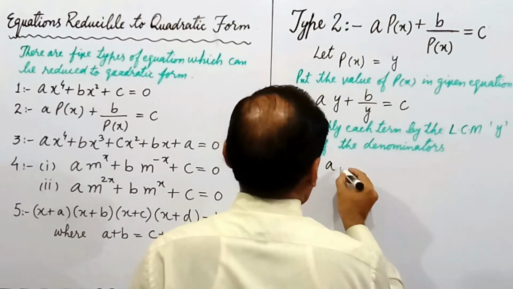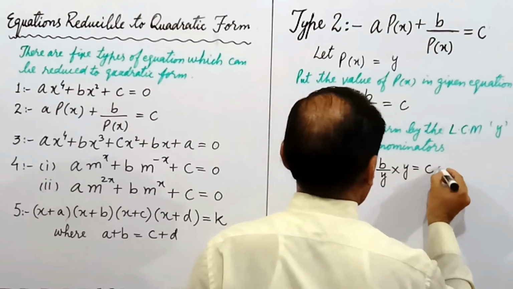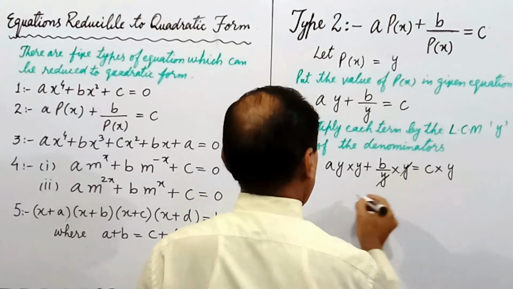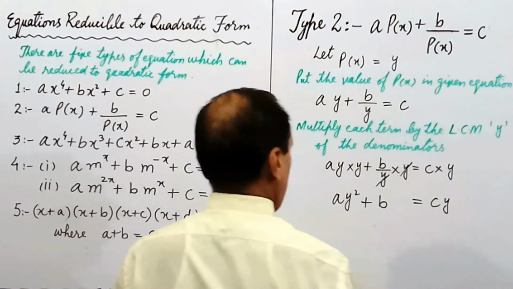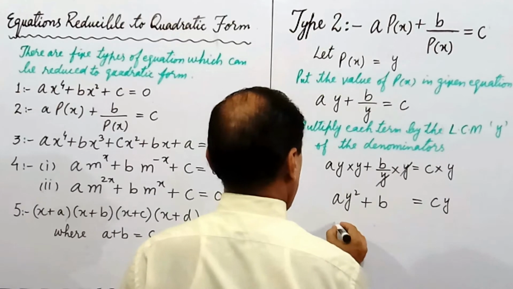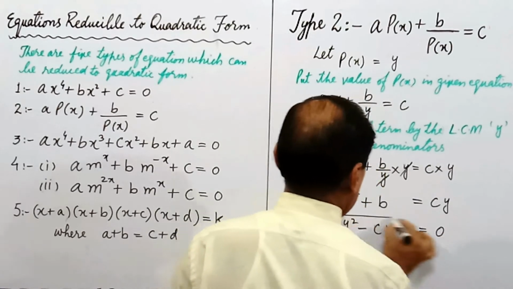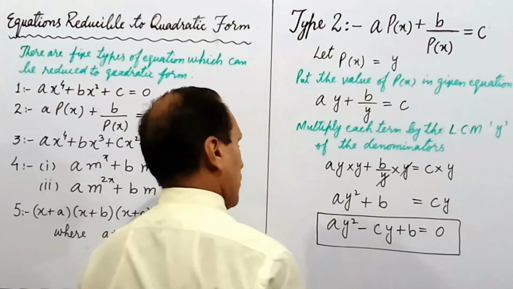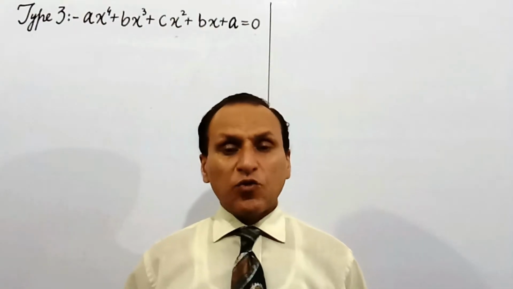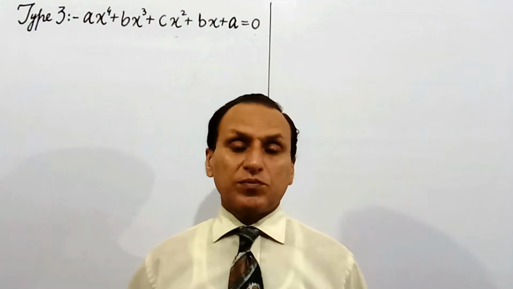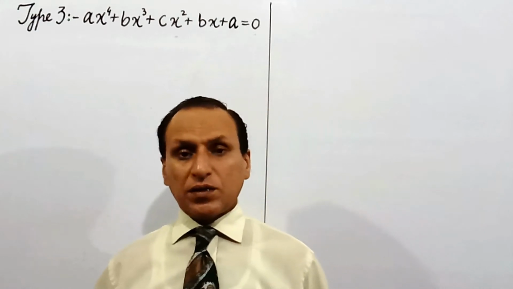We have y into y plus b over y into y is equal to c into y. Y is cancelled by y, and we have a y square plus b is equal to cy. We take this term to the left hand side, and we have a y square minus cy plus b is equal to 0, and that is the standard form on which we can apply either of the methods used to solve the quadratic equation. So now we move to the type 3 equation, which can easily be resolved into quadratic form, so that we can apply easy methods of solution of quadratic equation.